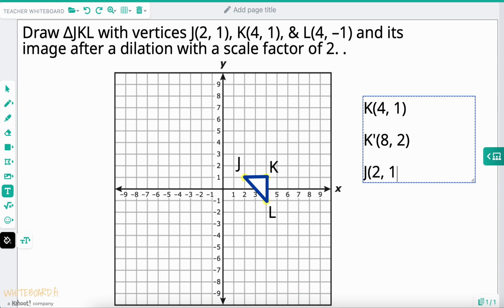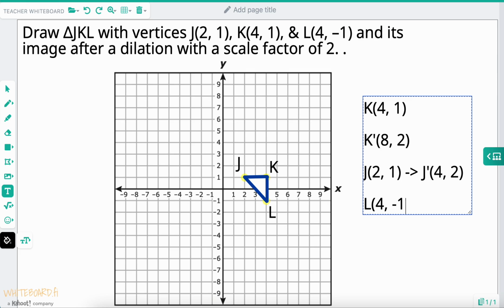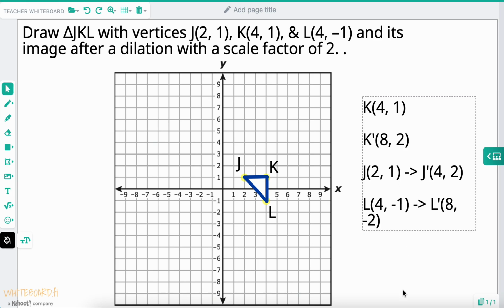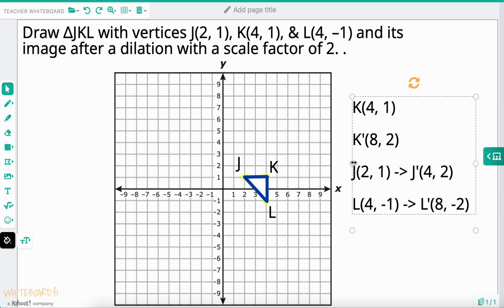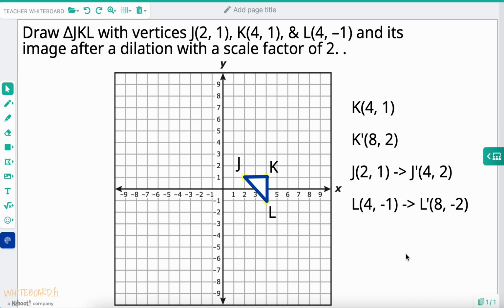J is 2 comma 1, so I need to multiply that by 2, and that's going to give me J prime, which is 2 times 2 is 4, and 1 times 2 is 2. So that's going to give me that. Okay, and finally I have L is 4 comma negative 1, and when I multiply each item by 2, I'm going to get L prime, and that's going to be 8 comma negative 2. So let's just expand that so it's clear. There you go. So those are my new points.